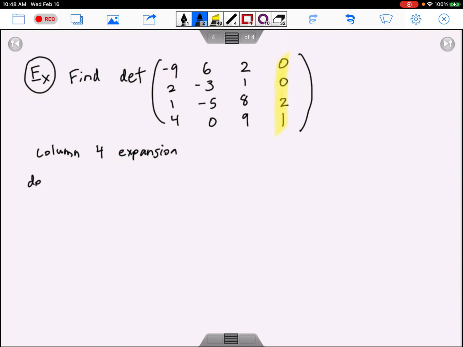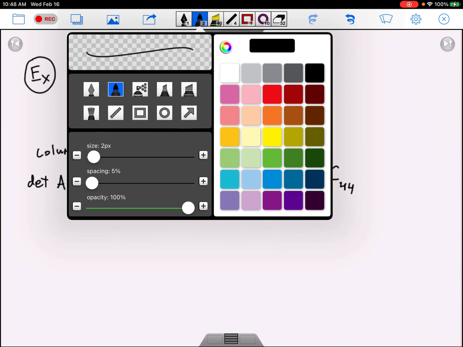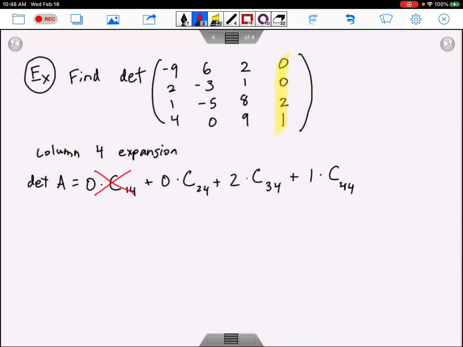So this means that the determinant of A is going to equal what? It's going to be 0 times the cofactor 1, 4 plus 0 times the cofactor 2, 4 plus 2 times the cofactor 3, 4 plus 1 times the cofactor 4, 4. Of course, because we have 2 zeros in there, we're not actually going to have to find that cofactor or that cofactor. So that's going to make our life a lot easier.